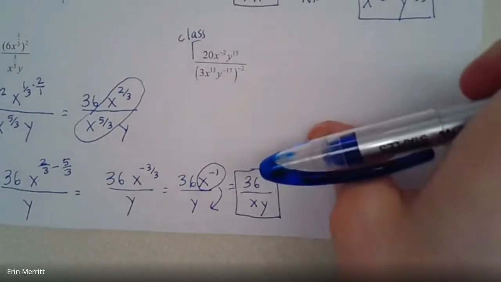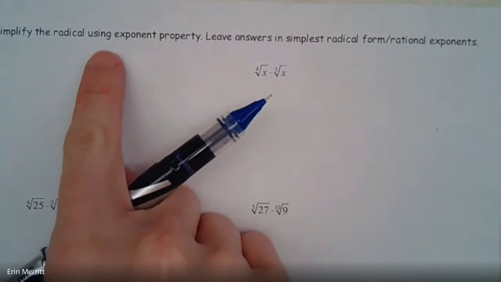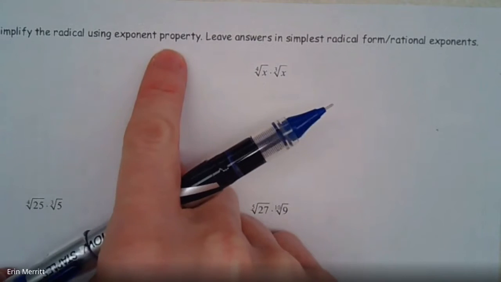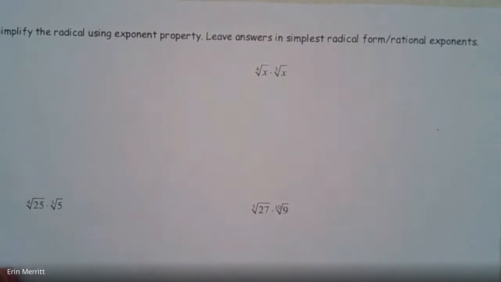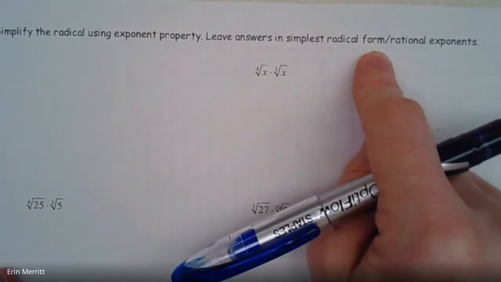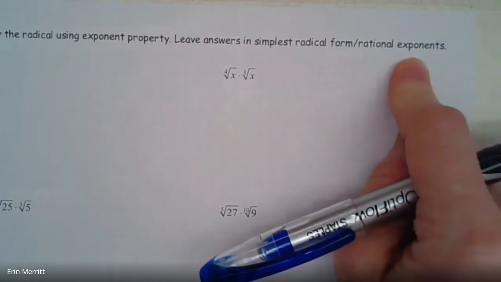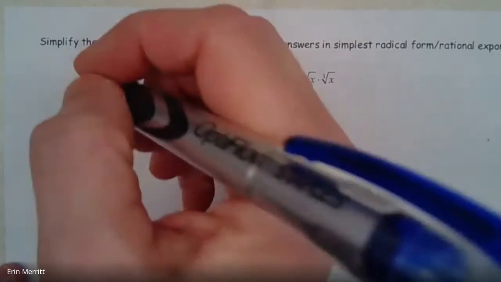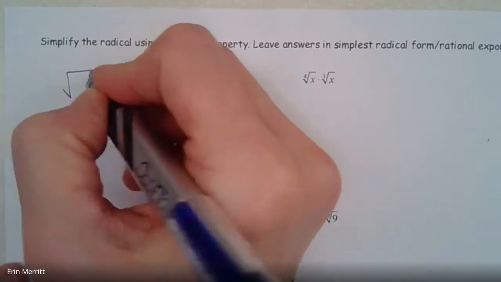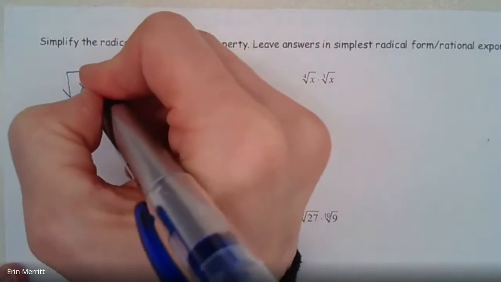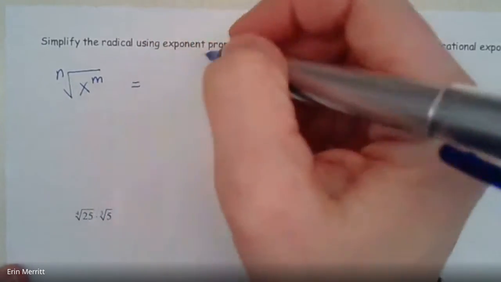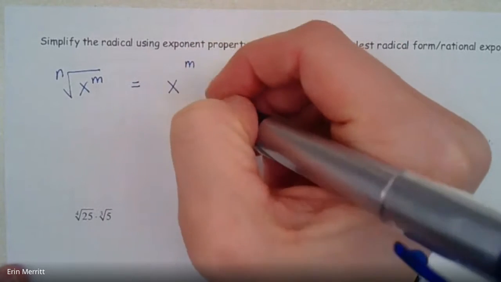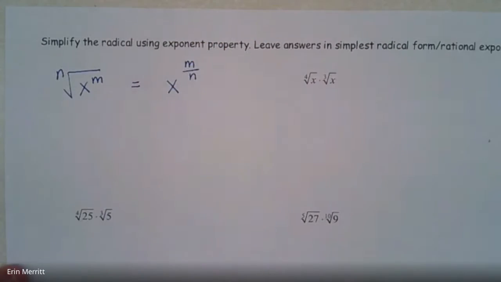And then let's take a look at the ones on the back. We're going the opposite direction. So on the back, it's saying simplify the radical using exponent properties. It should say properties. Leave answers in simplest radical form or with rational exponents. So we're going to play around with that a little bit. We'll do a little bit of both here. So first things first, if we are writing something, I'm going to write it like this: to the m power, and you're taking the nth root, keep in mind that's the same as I can write it as m in the numerator, n in the denominator.